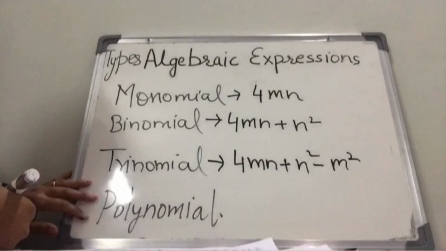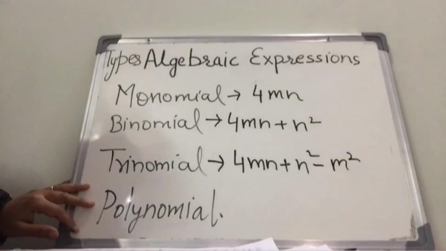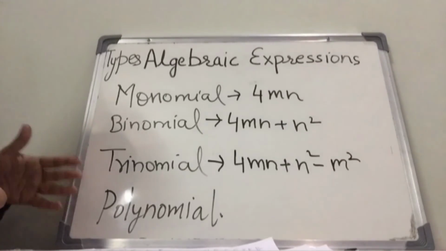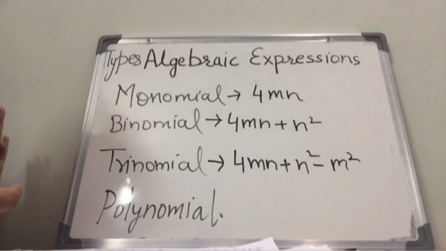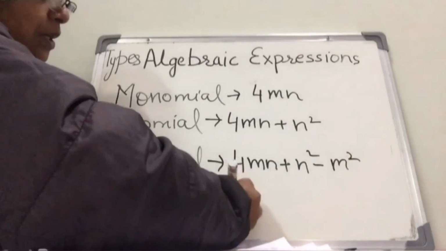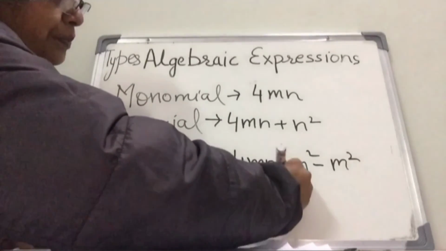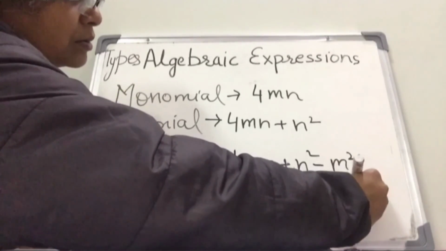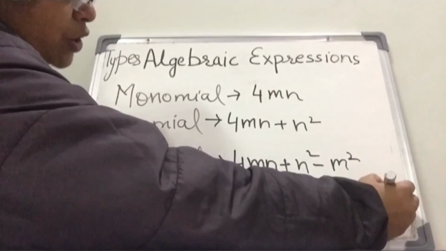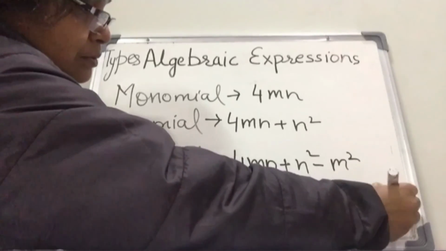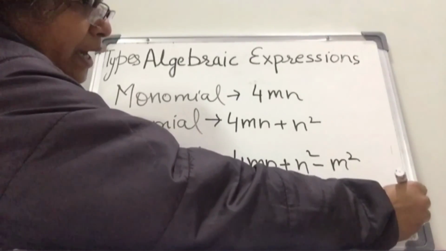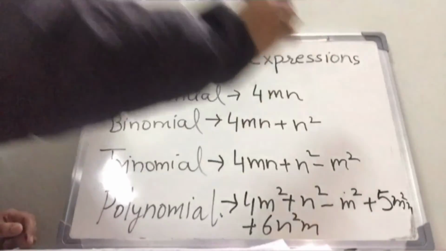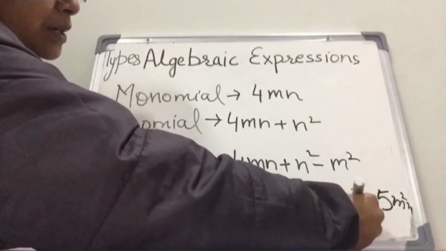And what is a polynomial? Polynomial is an expression which has more than three terms. It may have 4, it may have 5, and it may have any number of terms. So this is one example of a polynomial. m square n plus 6 n square m, any number of terms we can write over here. So this is a polynomial.